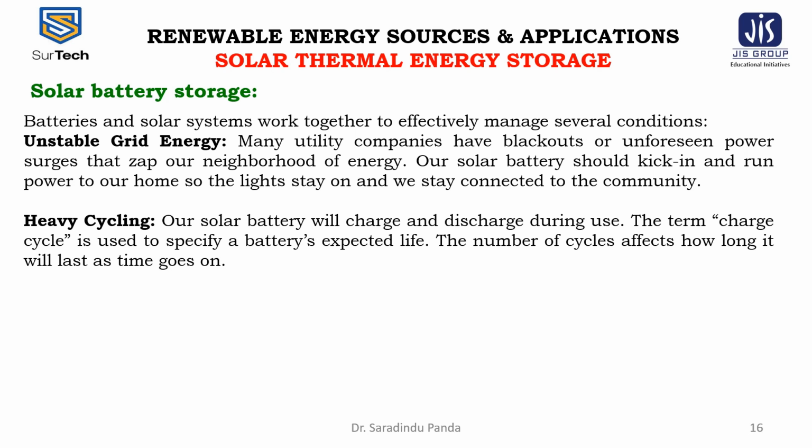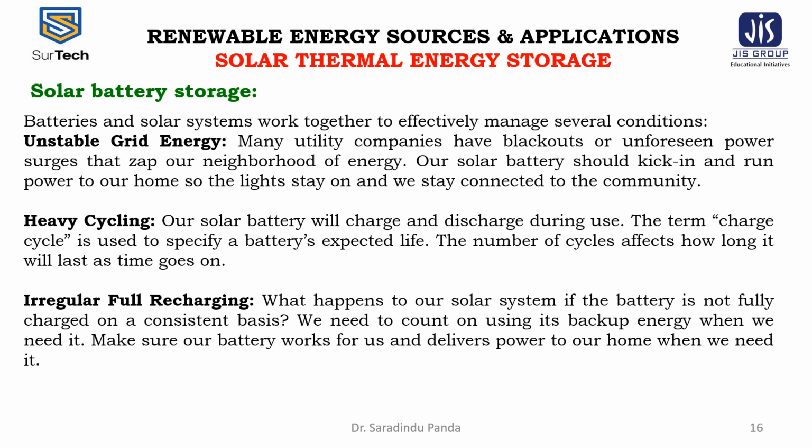Our solar battery will charge and discharge during use. The term charge cycle is used to specify a battery's expected life. The number of cycles affects how long it will last as time goes on. The third one is irregular full recharging. What happens to our solar system if the battery is not fully charged on a consistent basis? We need to count on using its backup energy when we need it. Make sure our battery works for us and delivers power to our home when we need it.